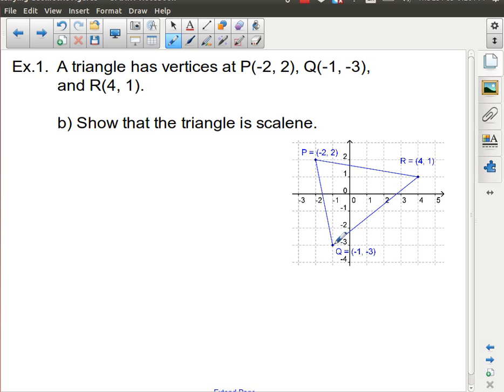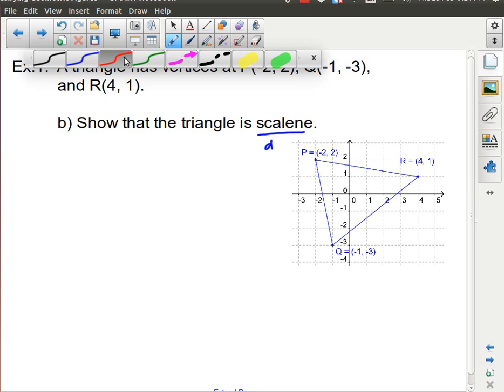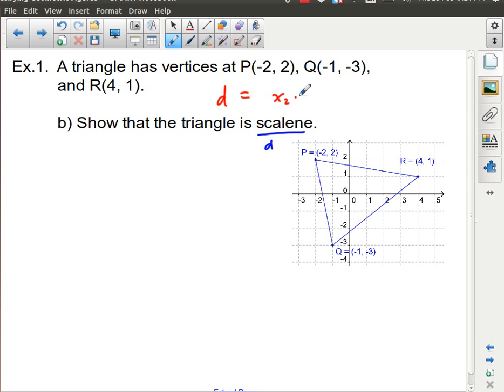This side does look shorter than these other two sides, but PR and QR, they look like they might be the same length. I can't be sure. So the way that I do that to find scalene is I'm going to compare distances. So I'll remind you the distance formula. Distance is equal to x2 minus x1 all squared plus y2 minus y1 all squared, and then take the square root of that whole thing.